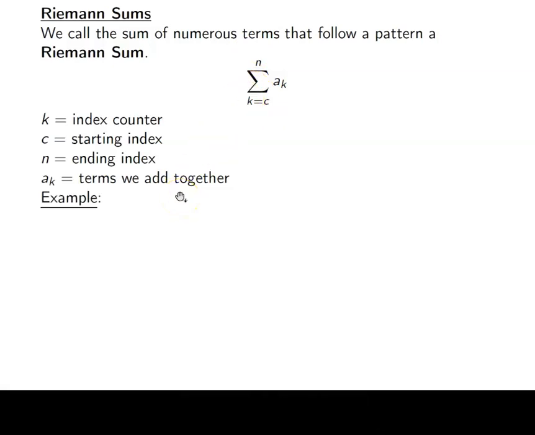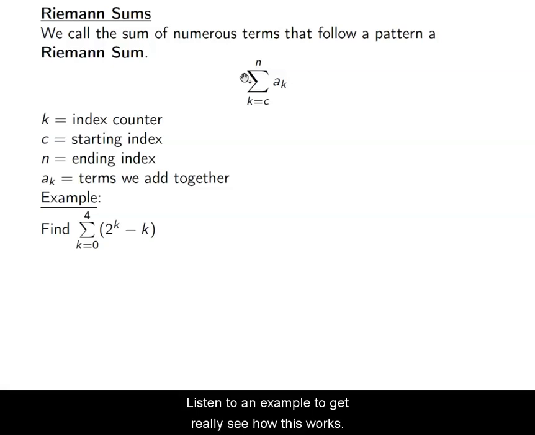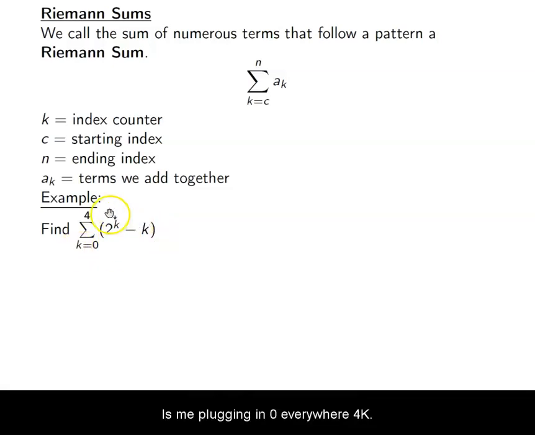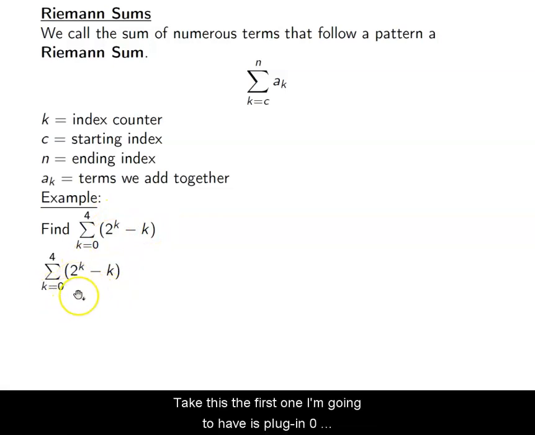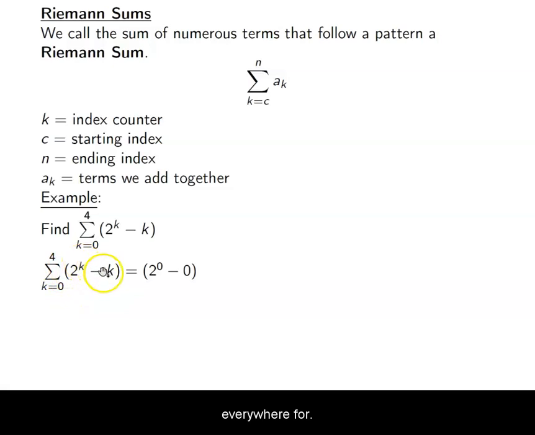Okay, so let's just do an example so we can really see how this works. Here we want to find the sum of 2 to the k minus k, from k equals 0 all the way to k equals 4. Now notice here that this is actually 5 things that we will add together, because I start at 0 and then 1, 2, 3, 4. That's 5 elements. So I start off with 0, meaning the first term is me plugging in 0 everywhere for k.